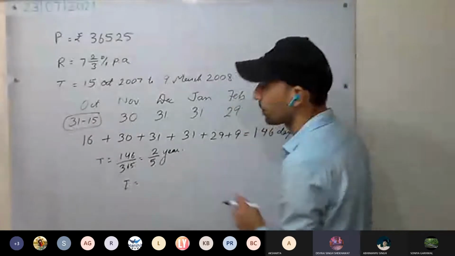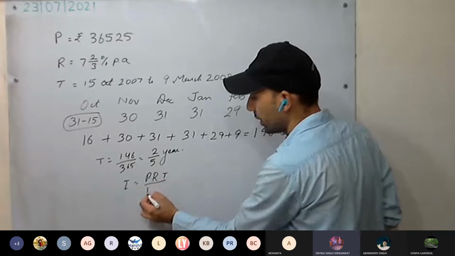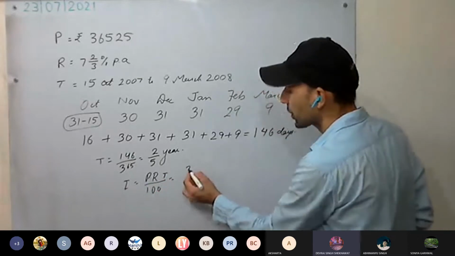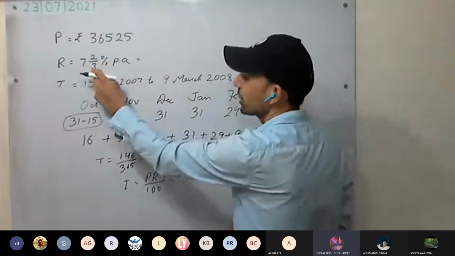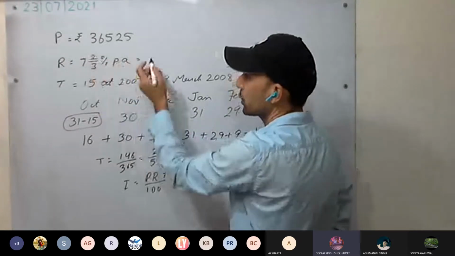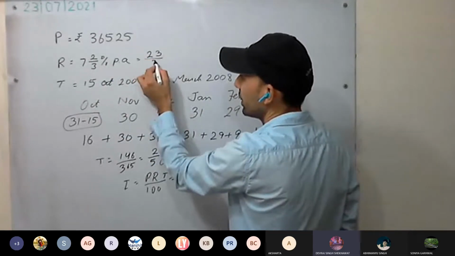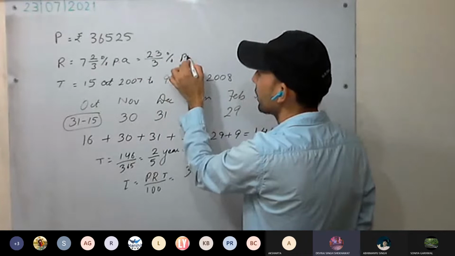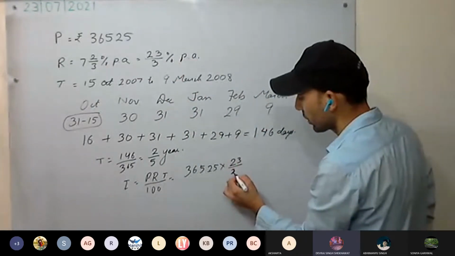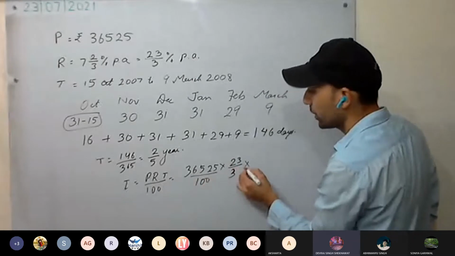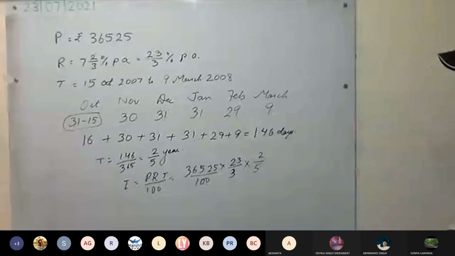Now calculate the interest. PRT upon 100. Principal is how much? 36,525. Rate is how much? 7 3s are 21, 21 plus 2 is 23, so 23 upon 3% per annum. I am putting 100 here, into time, which is 2 upon 5. Calculate it now.